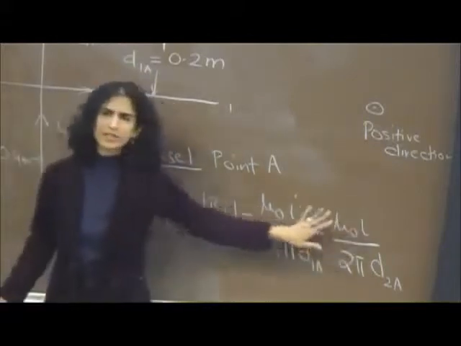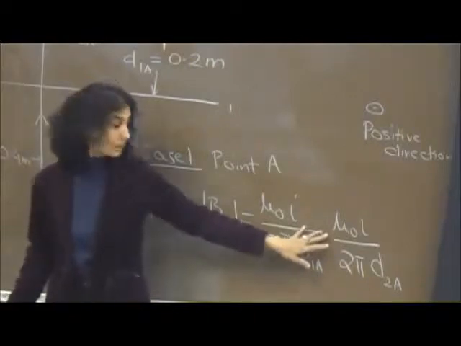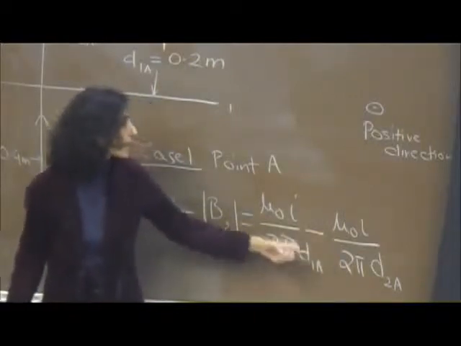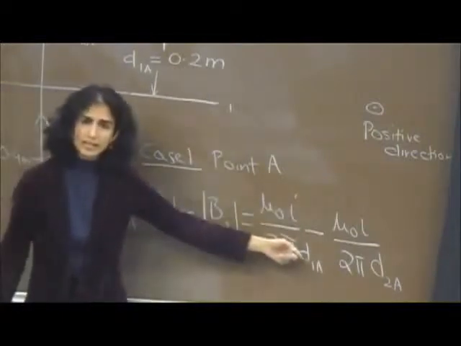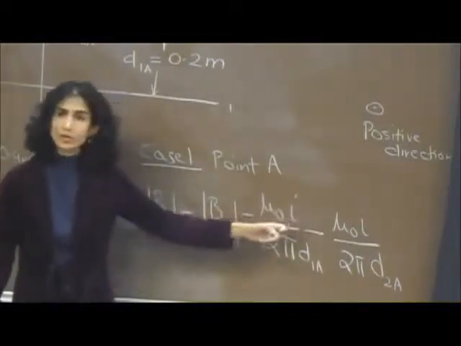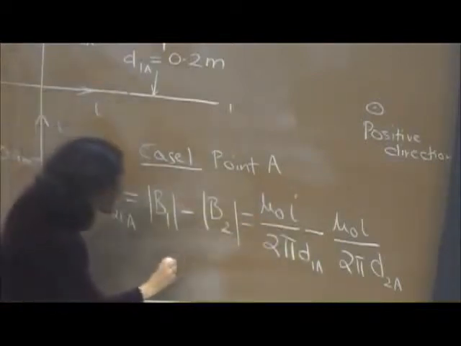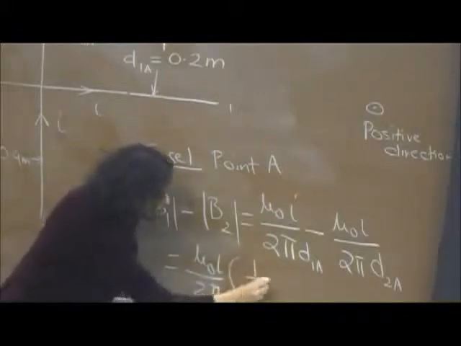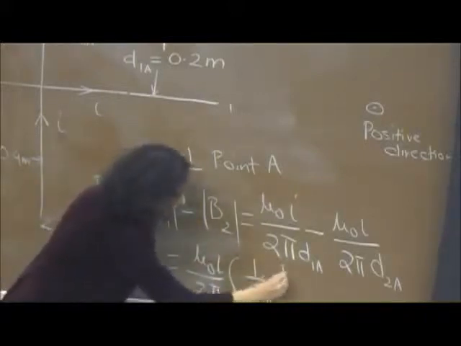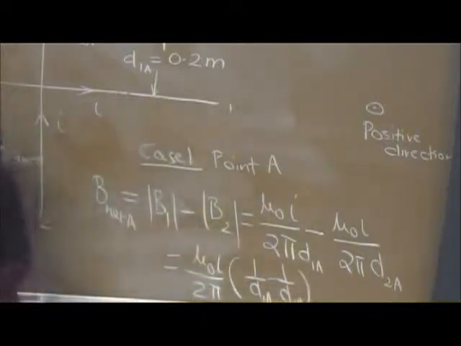Is this number going to be positive or negative? Tell me. It'll be positive because D1A is less. If something in the denominator is less, that means the overall value is going to be big. Do you see what I'm saying? This is really nothing but mu 0 I divided by 2 pi, times 1 over D1A minus 1 over D2A. And you can see this is positive.